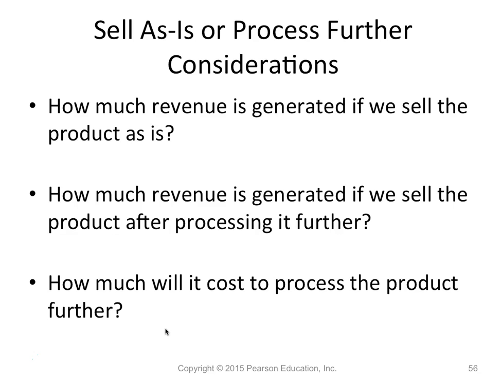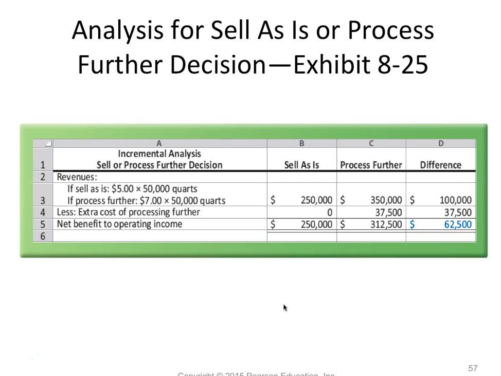And how much would it cost to process the product further? If the increased revenue can cover all the costs to produce the product further, then we are going to say, oh, that's good. So we are going to make more on the bottom line. So here, sell as is, 250,000. There's no extra cost to process that. So 250,000. So we'll process it further into another product.